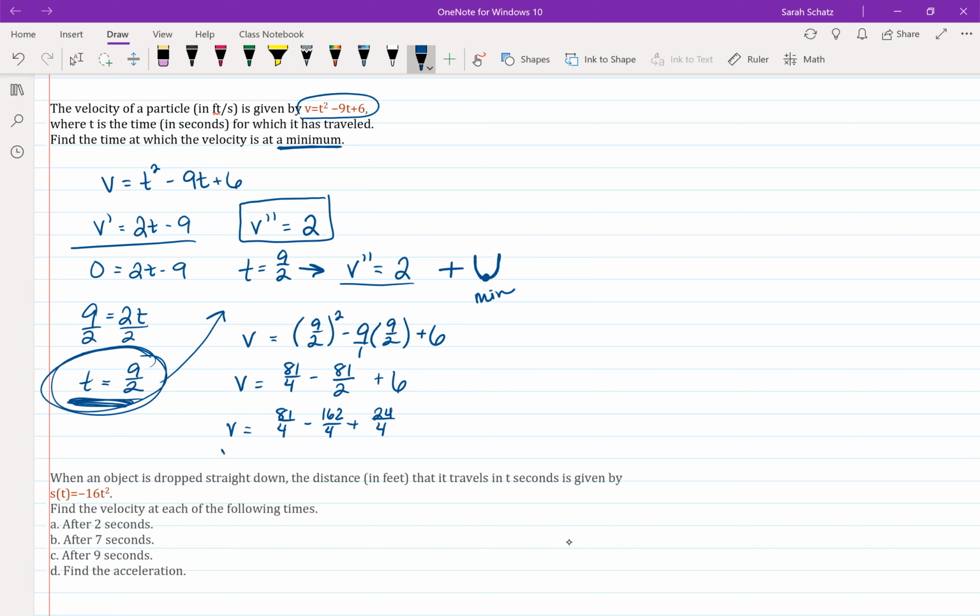And then I could just add all these fractions, add or subtract. So let's see, 81 minus 162, we're at negative 81. Hold on. It's arithmetic, guys. It's not my strong point. I always second guess myself. So 24 minus. So we're at negative 57/4 as your velocity.